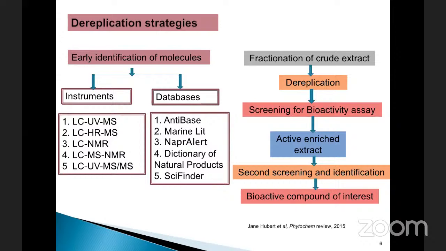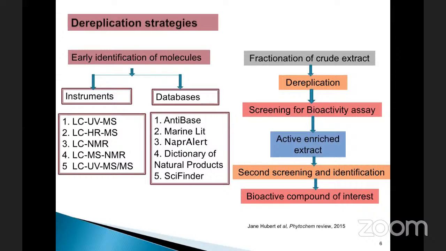So for example, in AntiBase, you have a database of around 60,000 compounds, which are from microbial origin and mainly work as antibiotics. Then there is MarinLit, a database of molecules isolated from the marine environment. Around 40,000 molecules are in this database. And nowadays, we are getting a mix of these two, called AntiMarin, a combined database for both kinds of molecules.